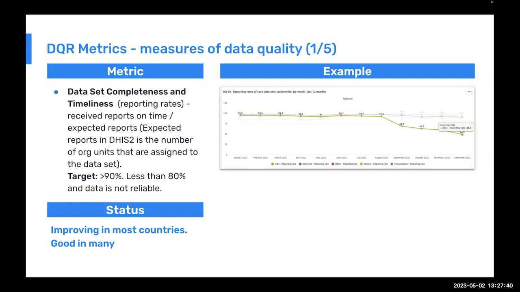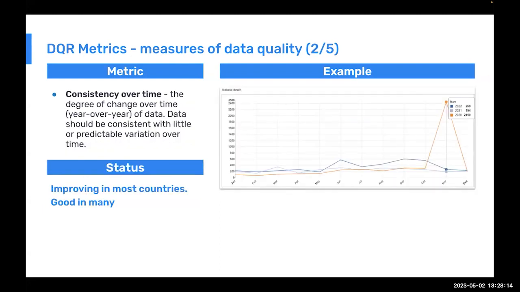So what we've noticed is that this measure is okay in many places. It's improving in a lot more countries, especially as they implement electronic tools, regardless of what they're using, even if it wasn't DHIS2. Sometimes this is okay. But what we want to emphasize is this is not the only measure of quality, right? A lot of people have the idea that if the data is being reported on time and I can see the data, therefore my data processes are okay.